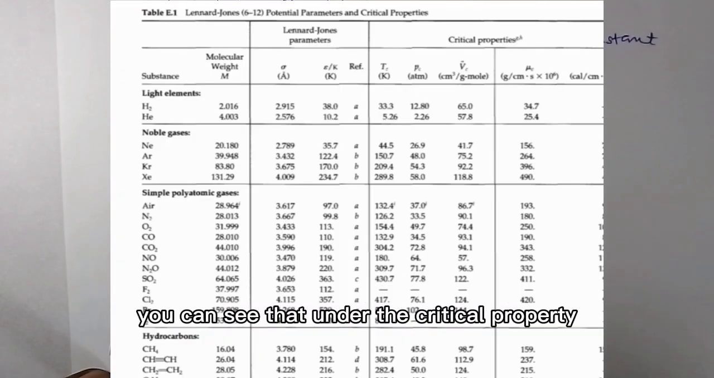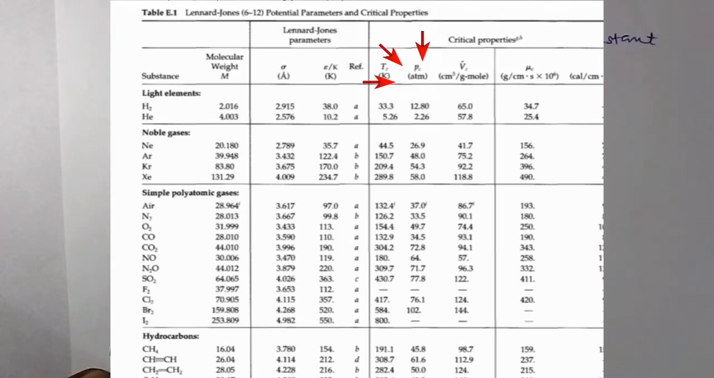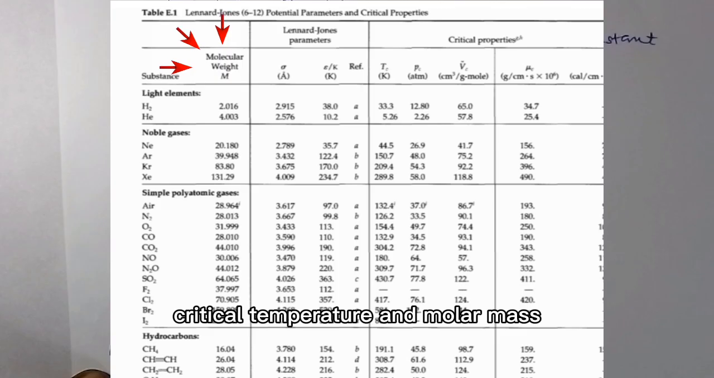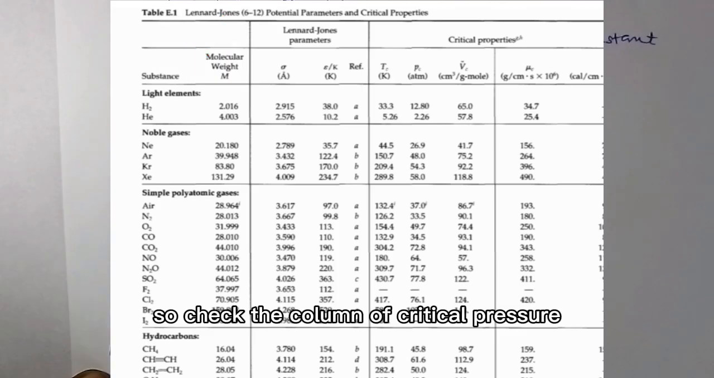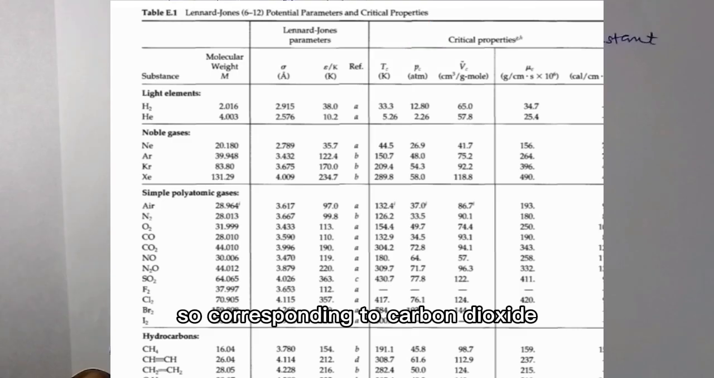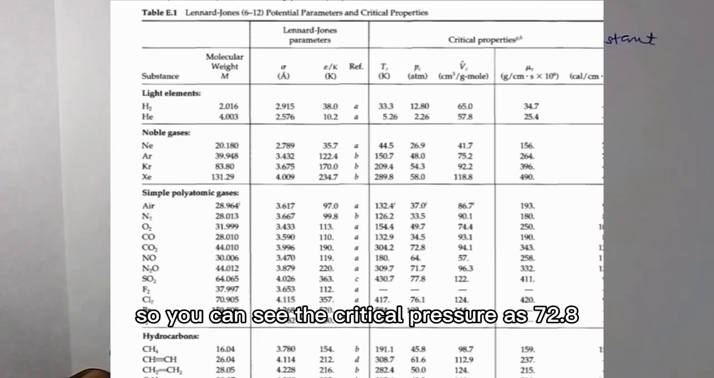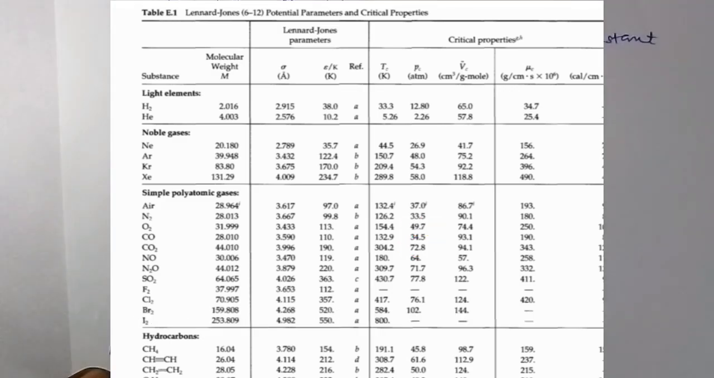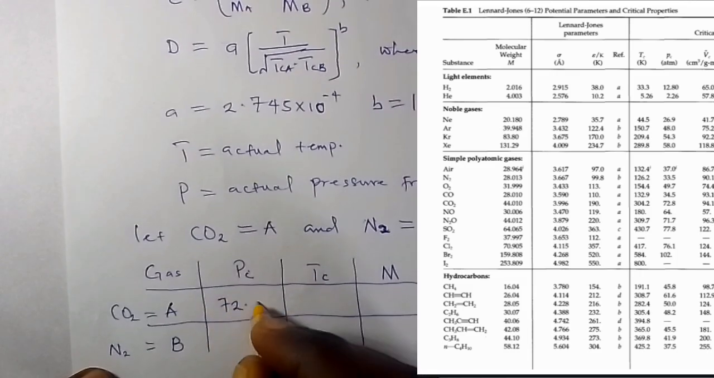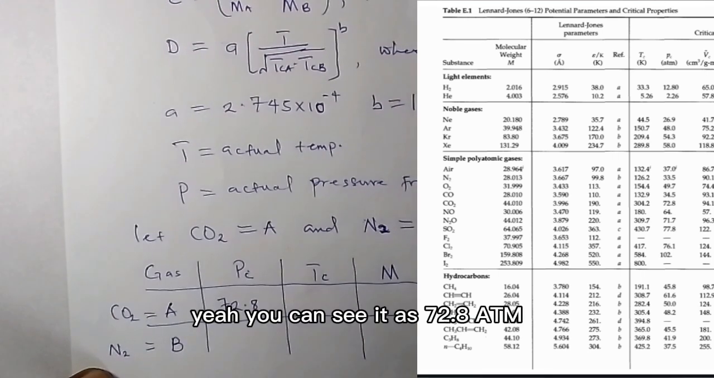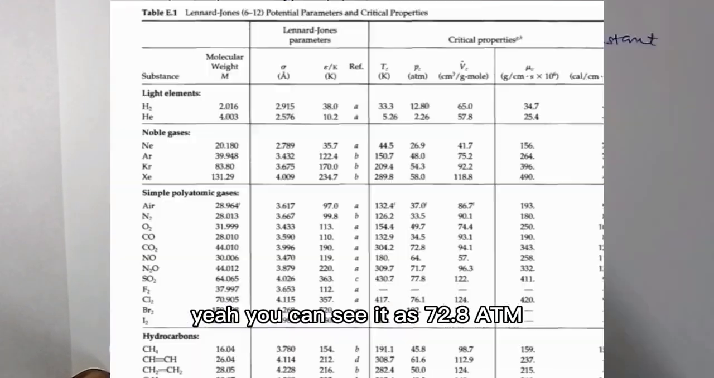Check this property table for transport phenomena. You can see that under the critical property, you can see critical pressure, critical temperature, and molar mass. So check the column of critical pressure corresponding to carbon dioxide. You can see the critical pressure as 72.8 atm.